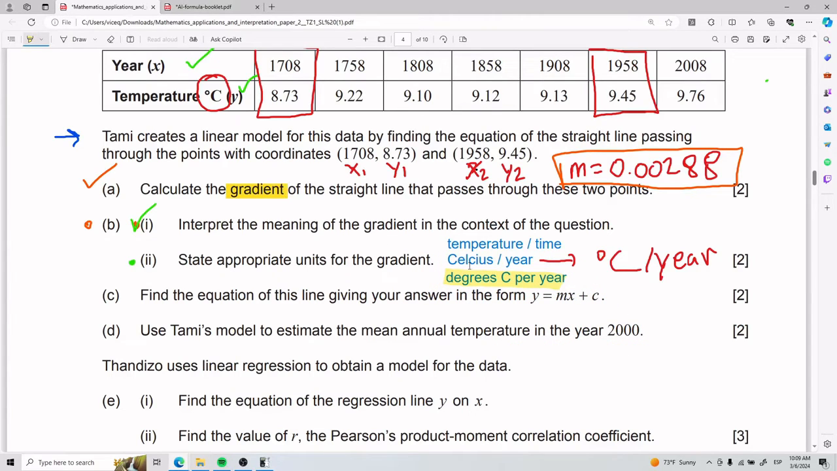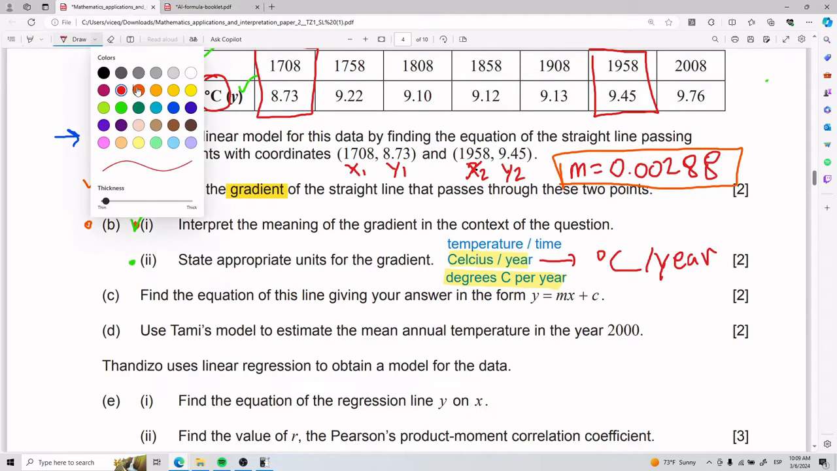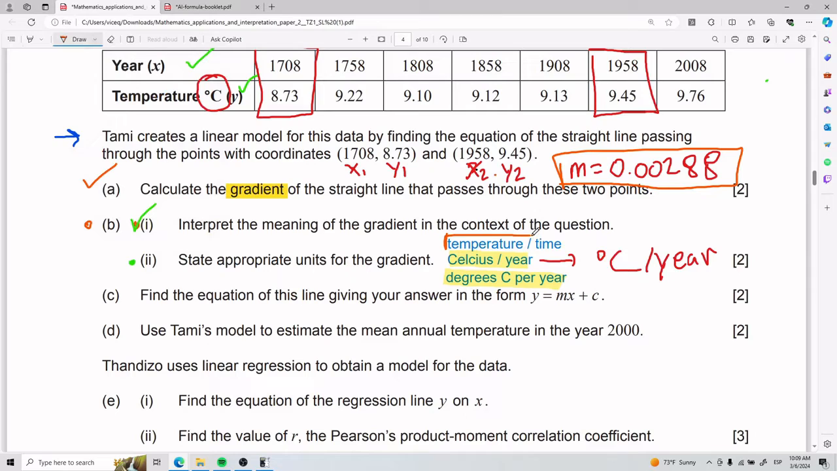Find your way to express it. Whatever floats your boat. But start from the intuition. In general, we're talking about temperature and time. Which temperature? Celsius. Which time? Per year. Appropriate units for the gradient? Celsius per year. That is for part B.